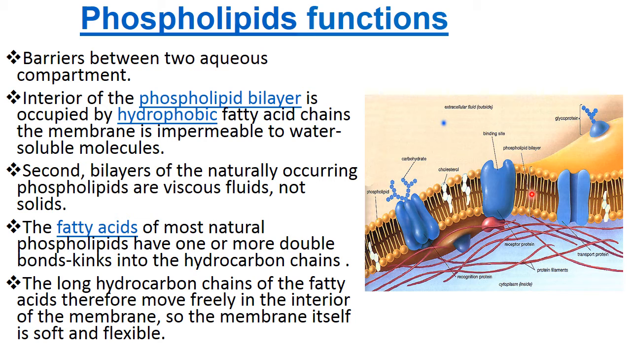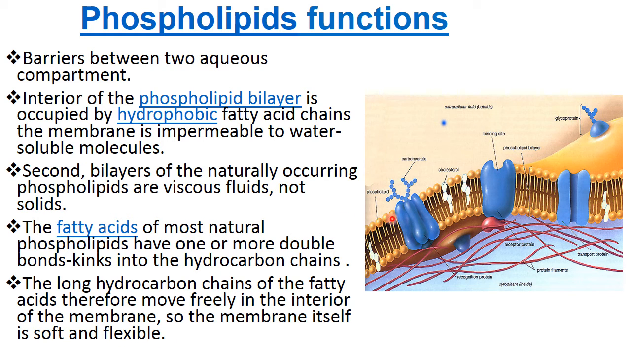impermeable in nature. Then, the bilayer of naturally occurring phospholipids is a viscous fluid and not a solid. The fatty acids of most natural phospholipids have one or more double bonds. These double bonds put kinks in the chains and make the hydrocarbon chains long. So the long hydrocarbon chains of the fatty acids move freely in the interior of the membrane, so the membrane itself is soft and flexible.